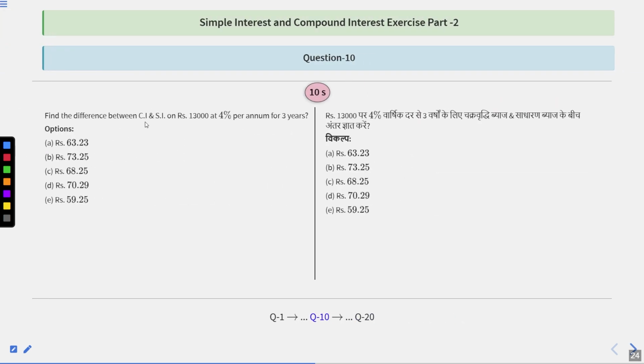Find the difference between compound interest and simple interest on 13,000 rupees at 4% per annum for 3 years. You have 5 options and 10 seconds to analyze the question. Your time starts now.